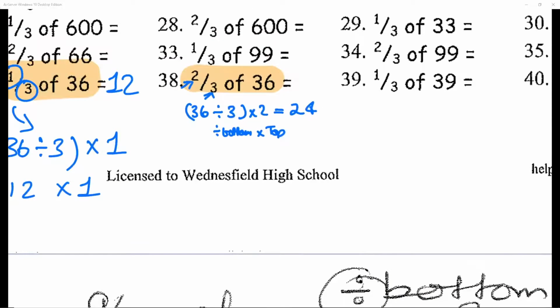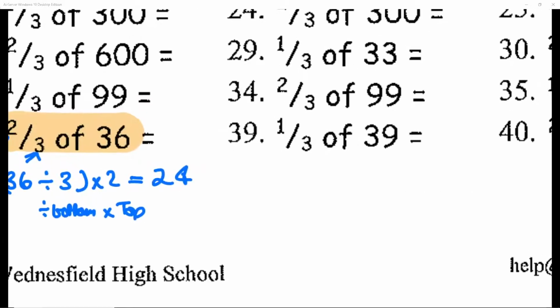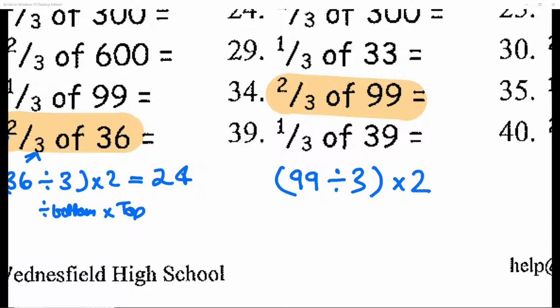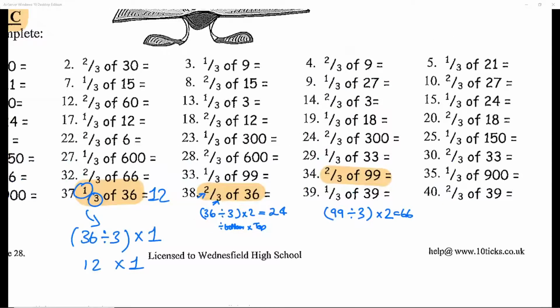Okay. So that's those two questions. Let's give you another question. Right. Question number 34 is yours, Ibrahim. So it's 99. We divided by what? We divided by 3. That's the bottom number, and then times it by the 2. 99 divided by 3 will give us 33. Times 2 would give us 66. Fantastic. Okay, let's do one more question.